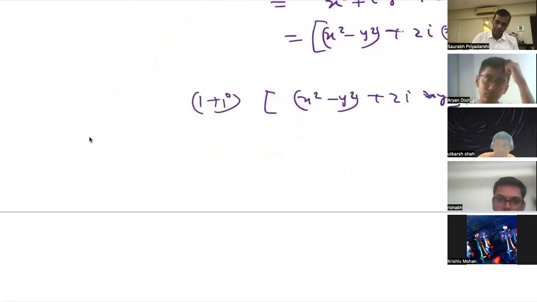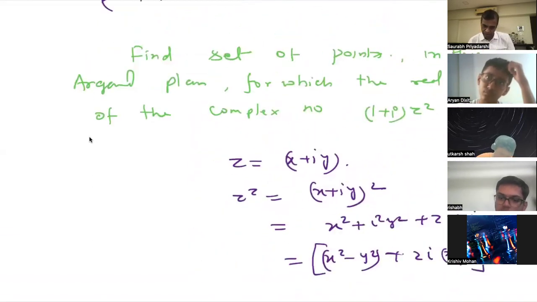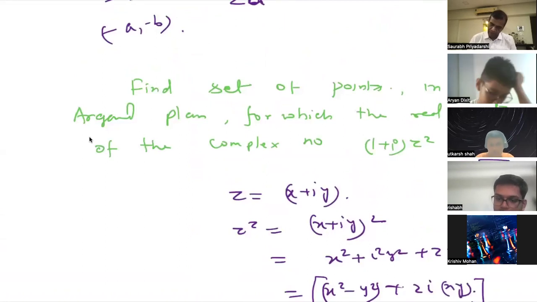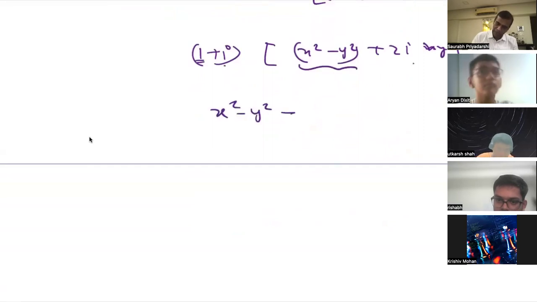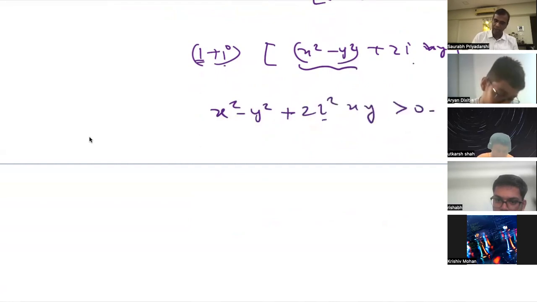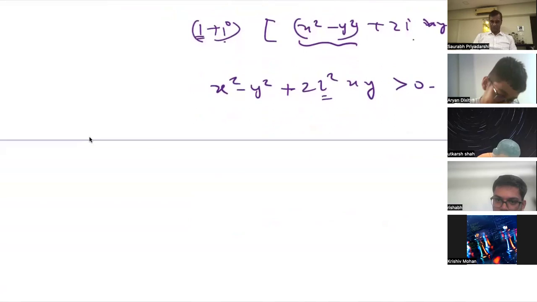So we need the real part to be positive. The real part I'll get from 1 multiplied with this, and i multiplied with this. So x square minus y square plus 2i square xy must be greater than 0. And i square is nothing but minus 1.